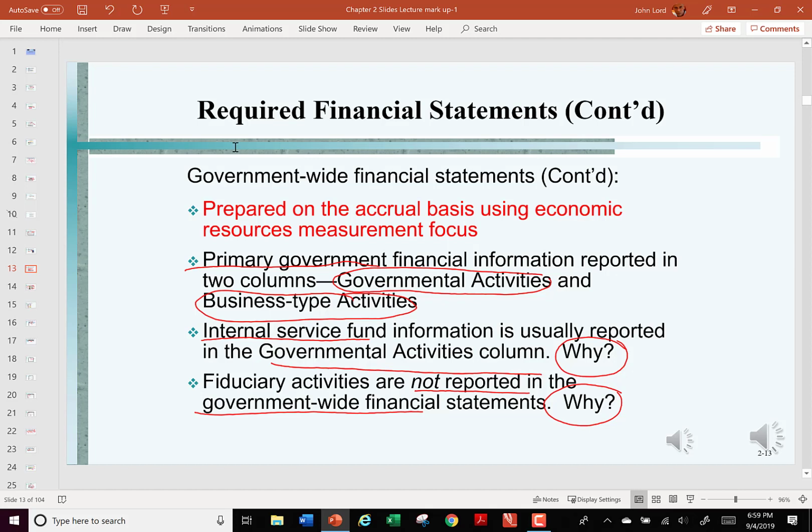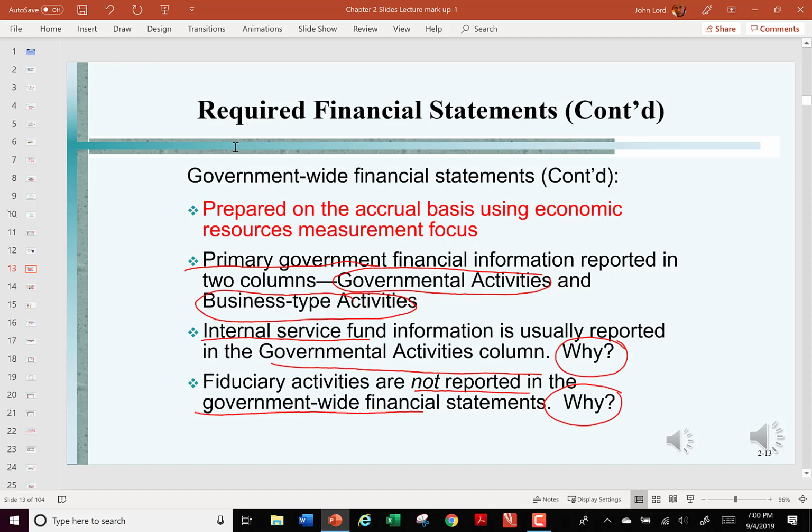Now, why do we do that? Because that gets a little confusing sometimes, right? We put all of our governmental funds in governmental activities. Well, that makes sense. Governmental funds, governmental activities. At least we're matching the word government there, right? But why do we take a proprietary fund, our internal service fund, and include it with the governmental activities at the government-wide level? Why do we do that?